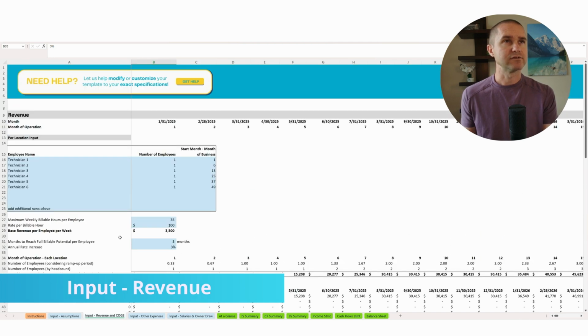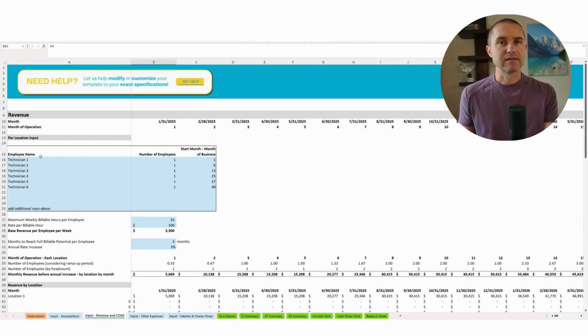All right, let's look at our revenue tab. So again, let's just imagine this is a pest control business. We're going to start with 1 technician. So a 1 starting in month 1, and then we're going to hire our second tech starting in month 6, and then our third tech in month 13, and then every year after that, in the first month of the new year, we'll hire an additional tech until we get up to 6 techs for this location. We think the maximum weekly billable hours per employee is 35 hours per week. And we think the rate per billable hour is $100 for our service.